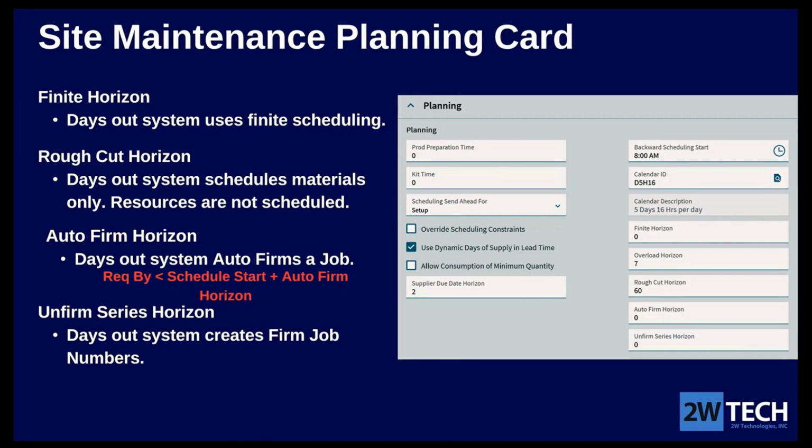And then you have an auto firming option as well. So if you have really solid method of manufacturing details, we know how to produce this, we know how much material, we know how much time, and the system recognizes requirement dates that are before a scheduled start plus the auto firm horizon, it'll automatically firm those jobs for your production team so that they don't have to go in and agree manually to set up that job.